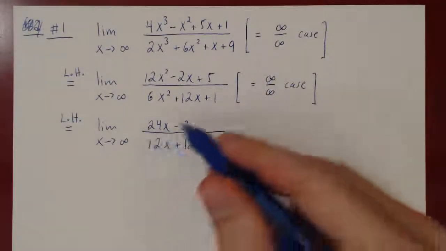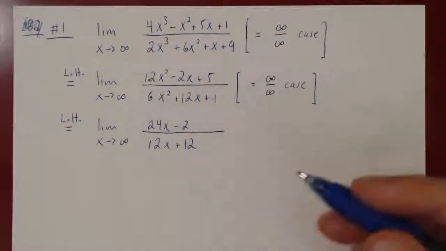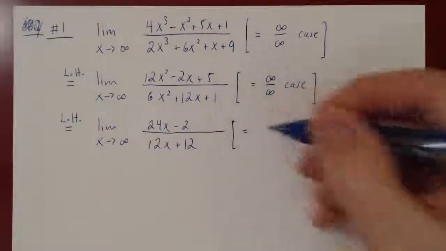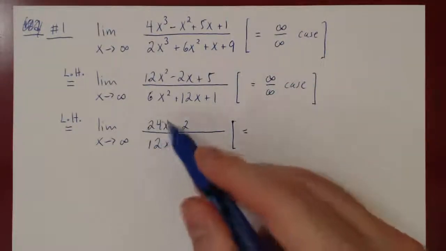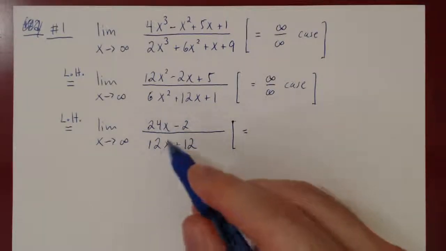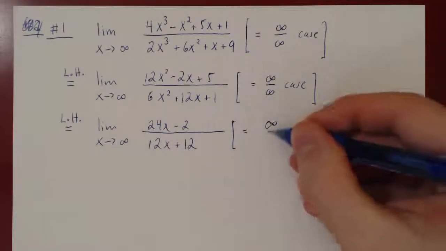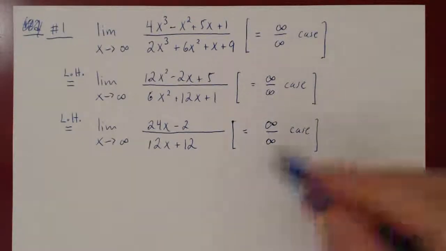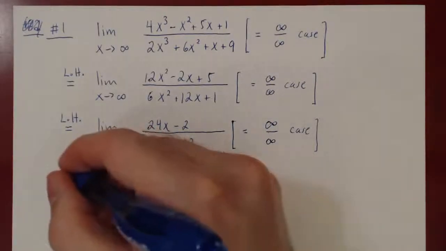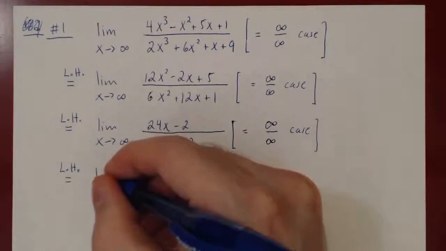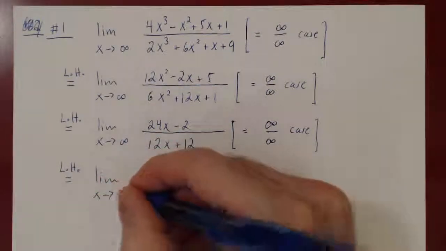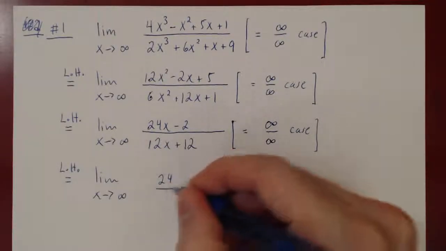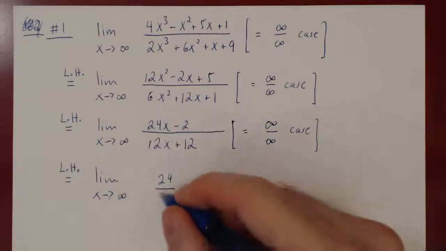If you wanted to, you could factor a 12 and a 2, but let's not bother with this now. And again, we have a rational function, and as x goes to infinity, the dominant terms top and bottom are 24x and 12x. Both go to positive infinity, so we get a positive over positive infinity case. Once again, in indeterminate form, we can use L'Hopital's rule again. X still approaches infinity. Replacing the numerator by its derivative, which is simply 24, the denominator by its derivative, which is 12.